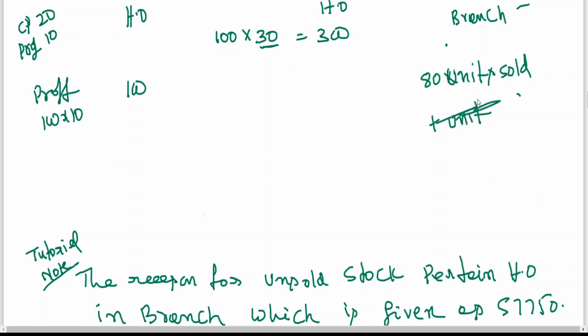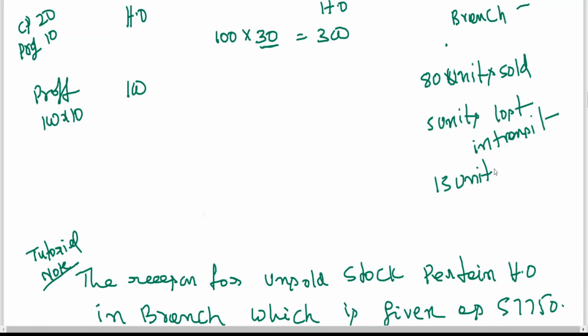Let me say 5 units are lost in transit, and 15 units are unsold. 5 units lost in transit, 15 units unsold.